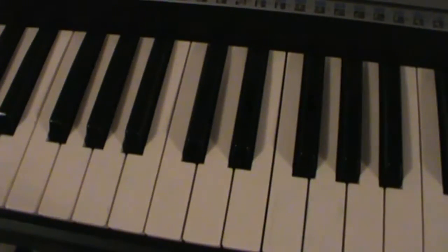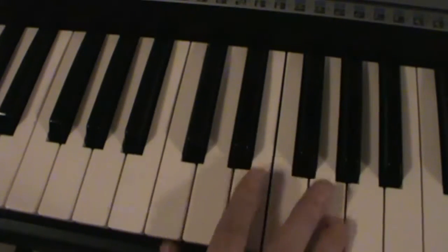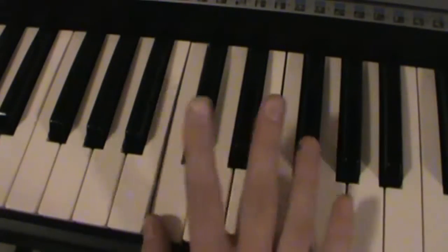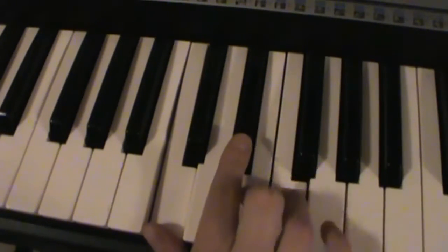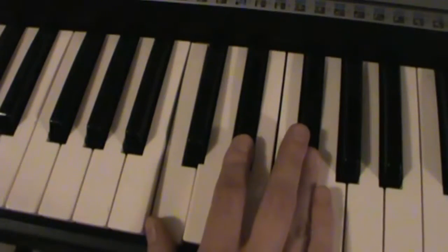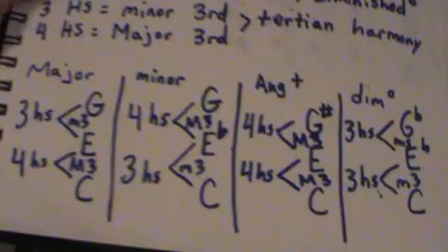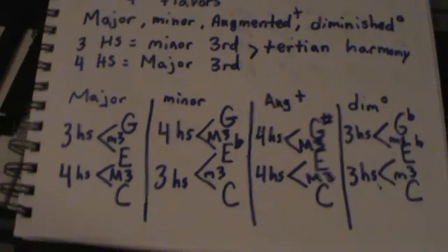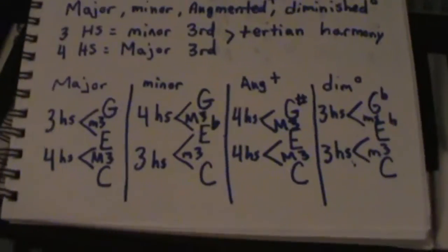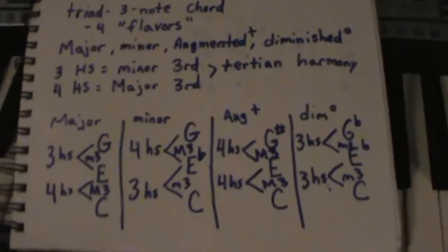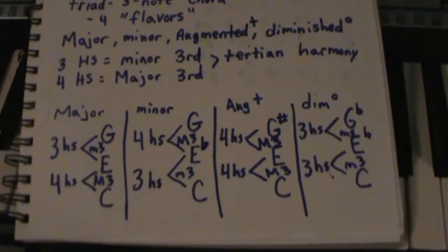Okay, diminished triad is 2 minor thirds, so 3 half steps between each interval. 1, 2, 3, 1, 2, 3. Okay, so that's that. That's the triad secrets. If you can remember all of that, that will help you a whole lot figure out your chords. Eventually, you'll be able to spell out your triads without really having to count.